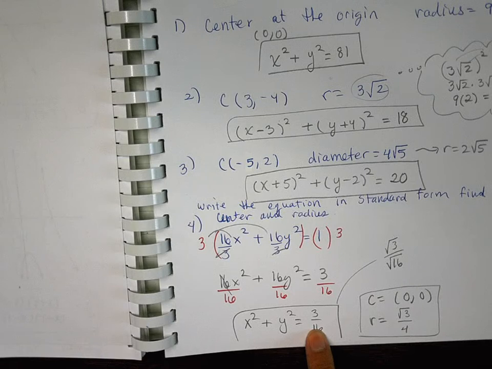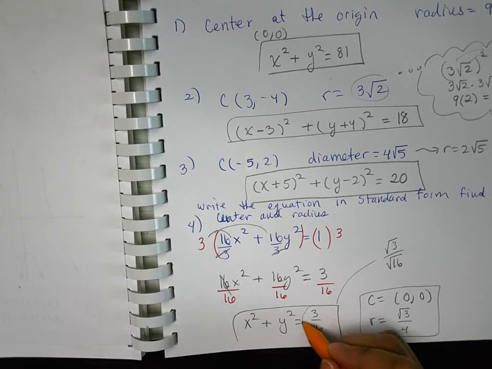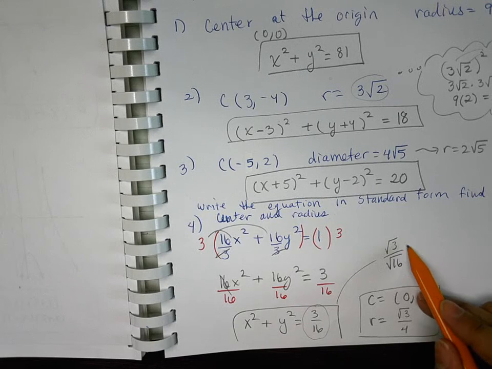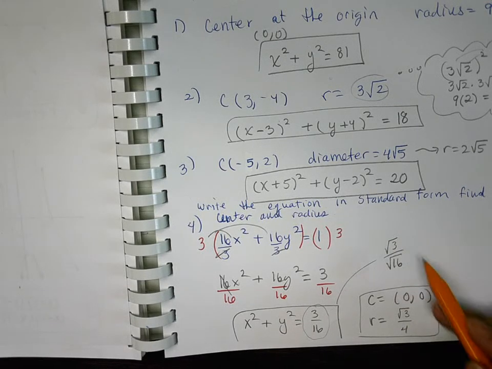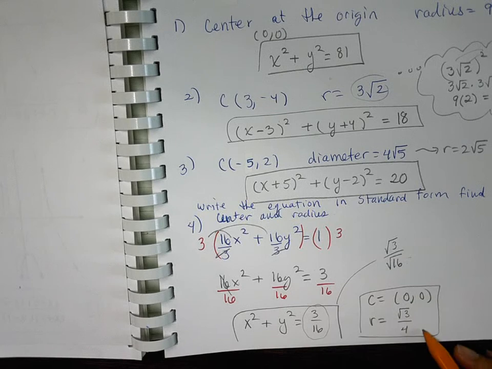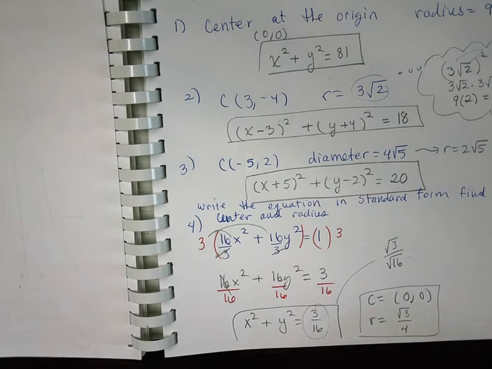The r squared, sorry, the r squared is 3/16, and your radius is always the square root of that. So you do root 3 over root 16. And root 3 is not a perfect square, so we leave it root 3. Root 16 is 4. If they ask you for the diameter, you just multiply it by 2. You would double this. That is correct. All right. Questions?